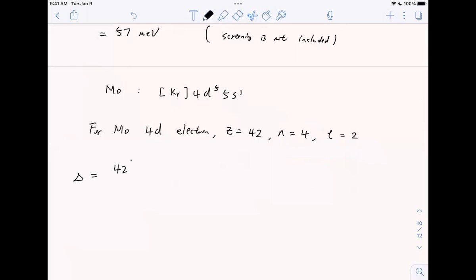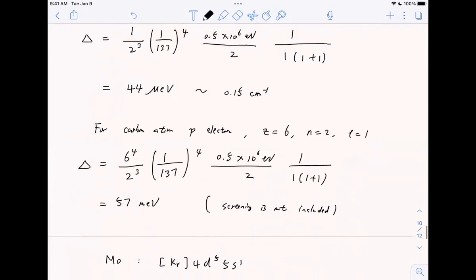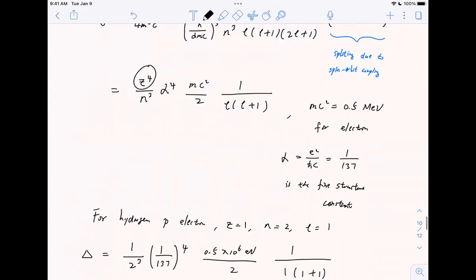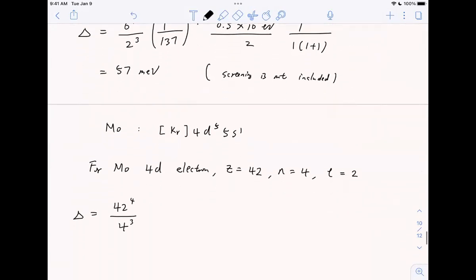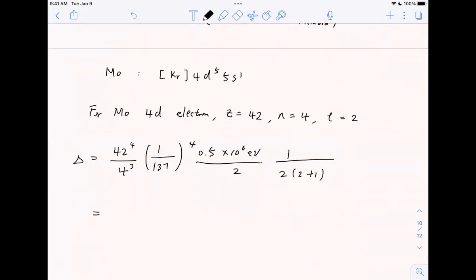So then you just do the calculation. Then you have 42 to the power 4. This is a huge factor. And then 4. You just follow this formula. Plug this in. Then you have 1 over 37 to the power 4, and then 0.5 times 10 to the 6 eV. And then 2, so this will be 2 and 2 plus 1. And then you get a spin-orbit coupling of 5.8 eV.